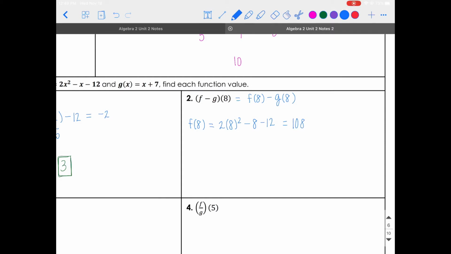And then I'm going to find g of 8. Eight plus 7 is 15. And remember, your problem was a subtraction problem. So we take 108 and we subtract 15. 108 minus 15 equals 93.